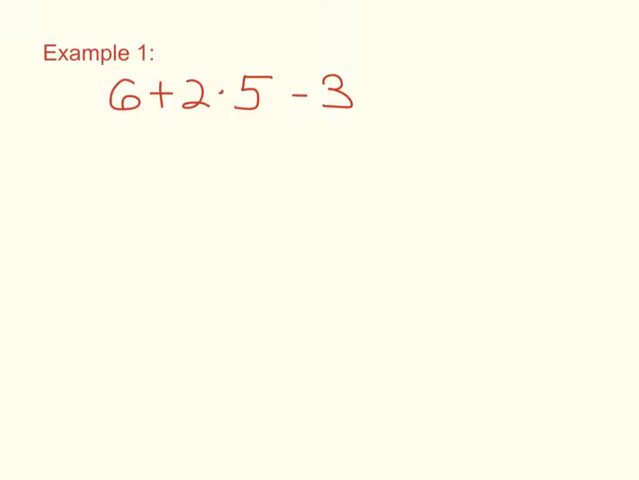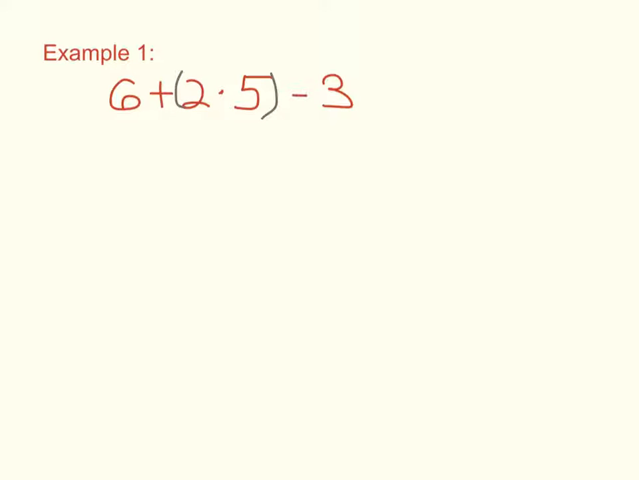Okay, so let's look at a couple of examples. If you look at example 1, it says 6 plus 2 times 5 minus 3. If we simply did that in that order from left to right, we would come up with the incorrect answer. We have to remember that we're going to do the multiplication prior to doing any addition or subtraction.